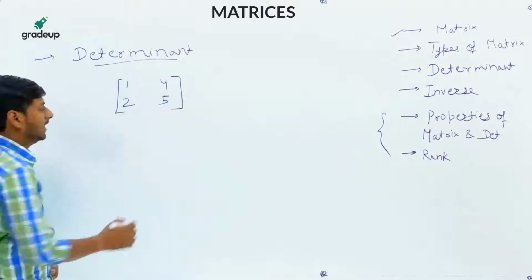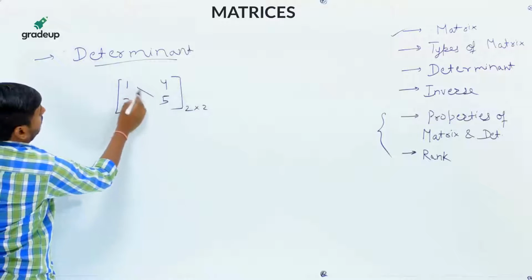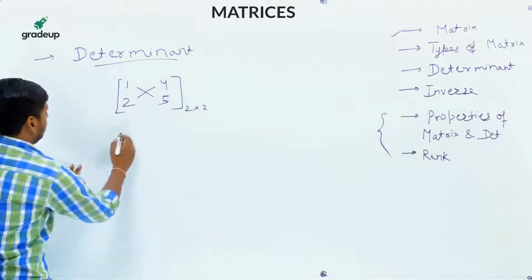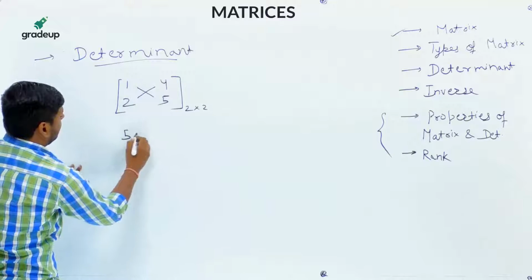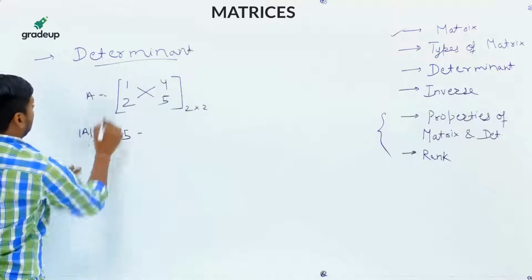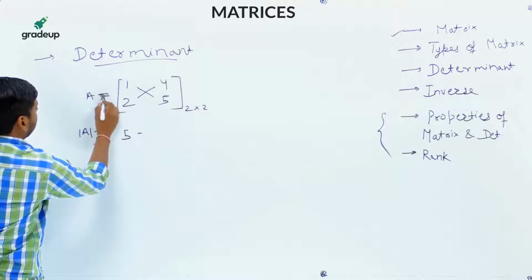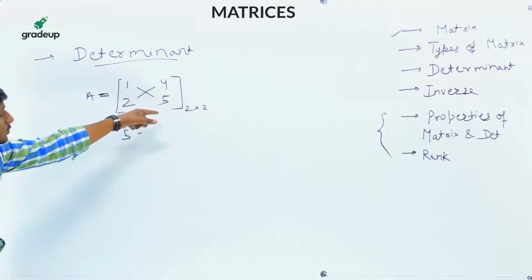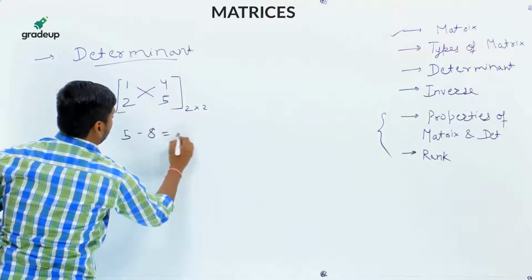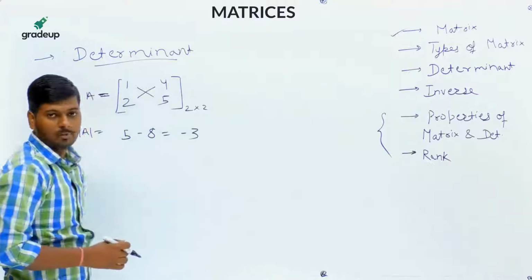This is a 2 cross 2 matrix and the determinant of this matrix is the cross product of these two elements minus the cross product of these two elements. So 1 into 5, that is 5, minus this. This is the A matrix and the determinant symbol is represented by this. So the determinant of this matrix is the cross product of these two elements minus the cross product of these two elements. So 5 minus 8, that is equal to minus 3. This is the determinant of a 2 cross 2 matrix.